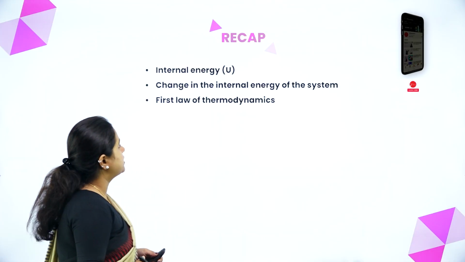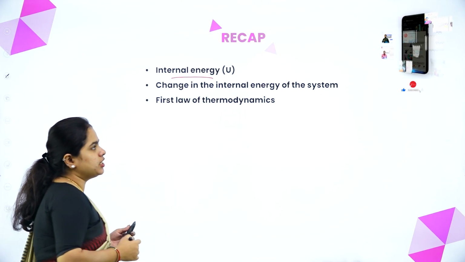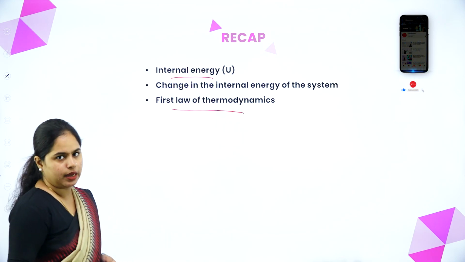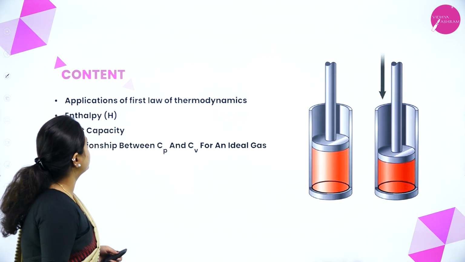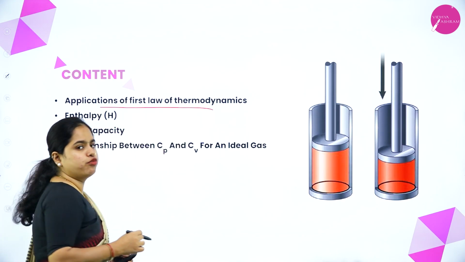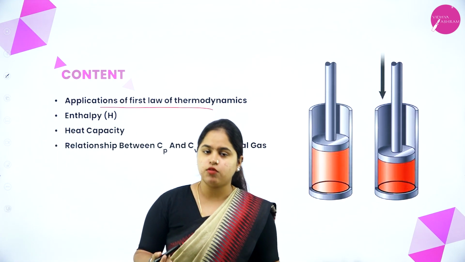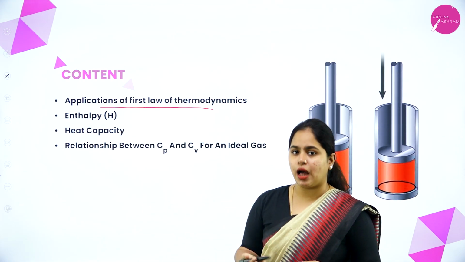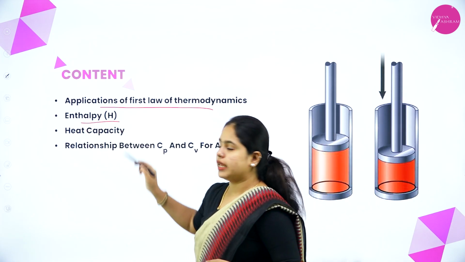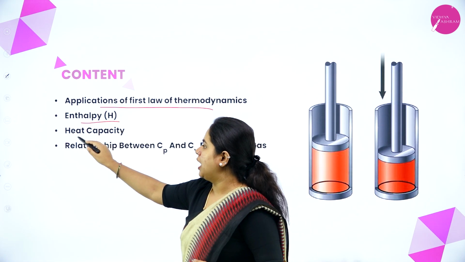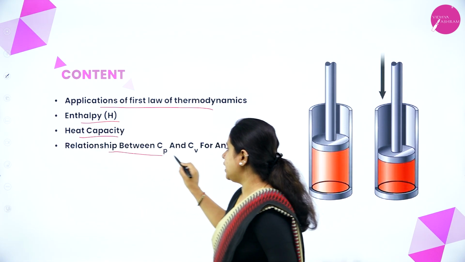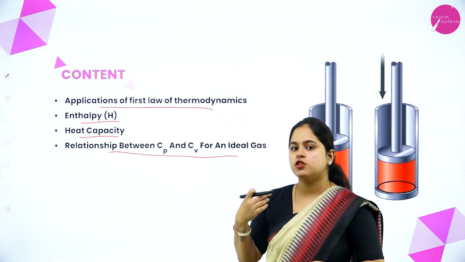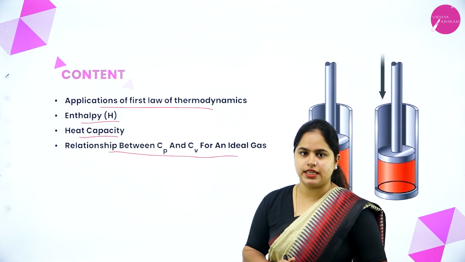So in the last session we studied what is internal energy and change in internal energy of the system, as well as the first law of thermodynamics. Right. So in today's session we are going to study about the different applications of first law of thermodynamics. We studied what is first law of thermodynamics as well as the equation for it, right? So we are going to study the different applications of it. Thereby we will study the next concept, that is enthalpy, as well as heat capacity, and a very important relationship between Cp and Cv for an ideal gas. Okay. So what is Cp and Cv? All this we will study in this session.